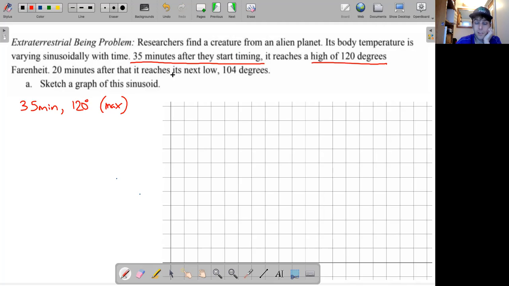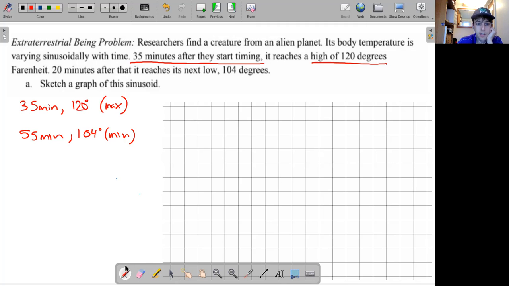20 minutes after that, it reaches its next low. So add 20 minutes onto that, you get 55 minutes. We reach a low of 104 degrees, so that is a minimum. So we have a maximum and a minimum that are right next to each other.